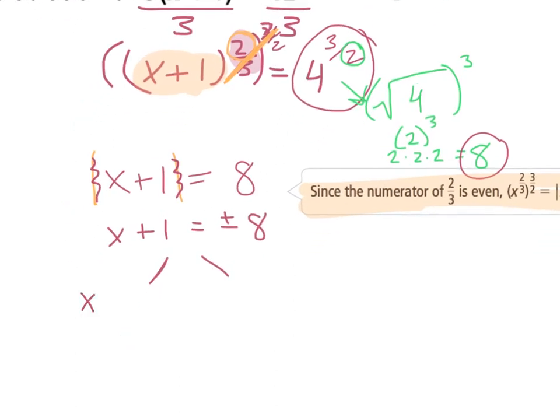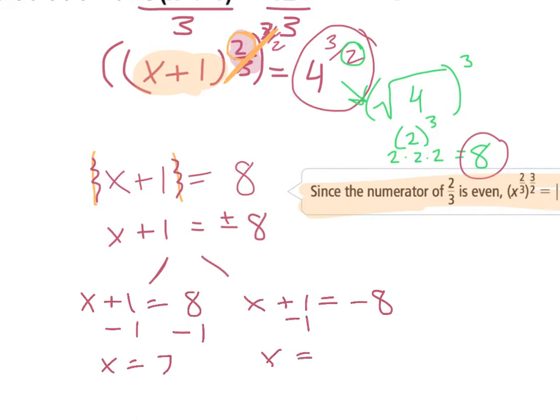So now we can split this up into two equations. We have x plus 1 is equal to positive 8, and x plus 1 is equal to negative 8. We just subtract 1 on both sides, so we get x is equal to 7, and x is equal to negative 9. So these are two answers here.